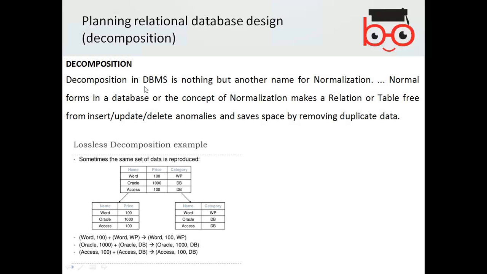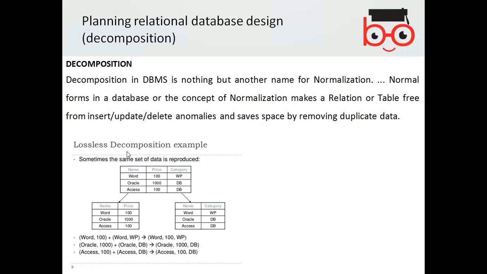Decomposition is the term to be discussed here. The decomposition in a database management system is nothing but another name for normalization. Normal forms in a database, the concept of normalization, make a relationship or table free from insert, update, and delete anomalies, and save space by removing duplicate data.